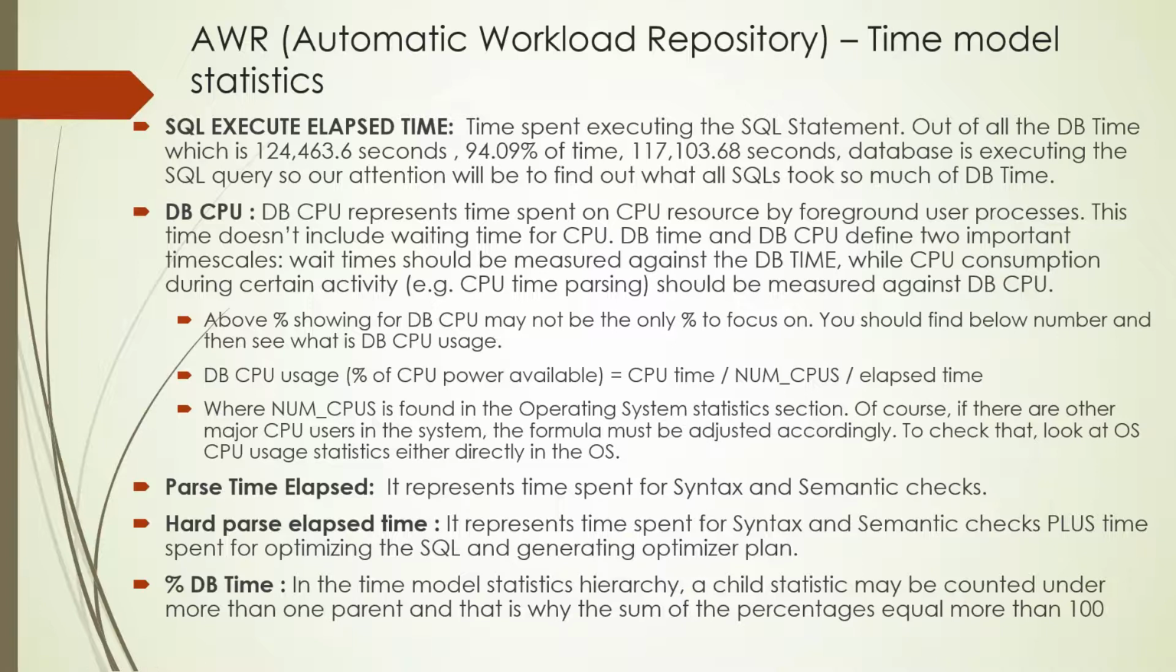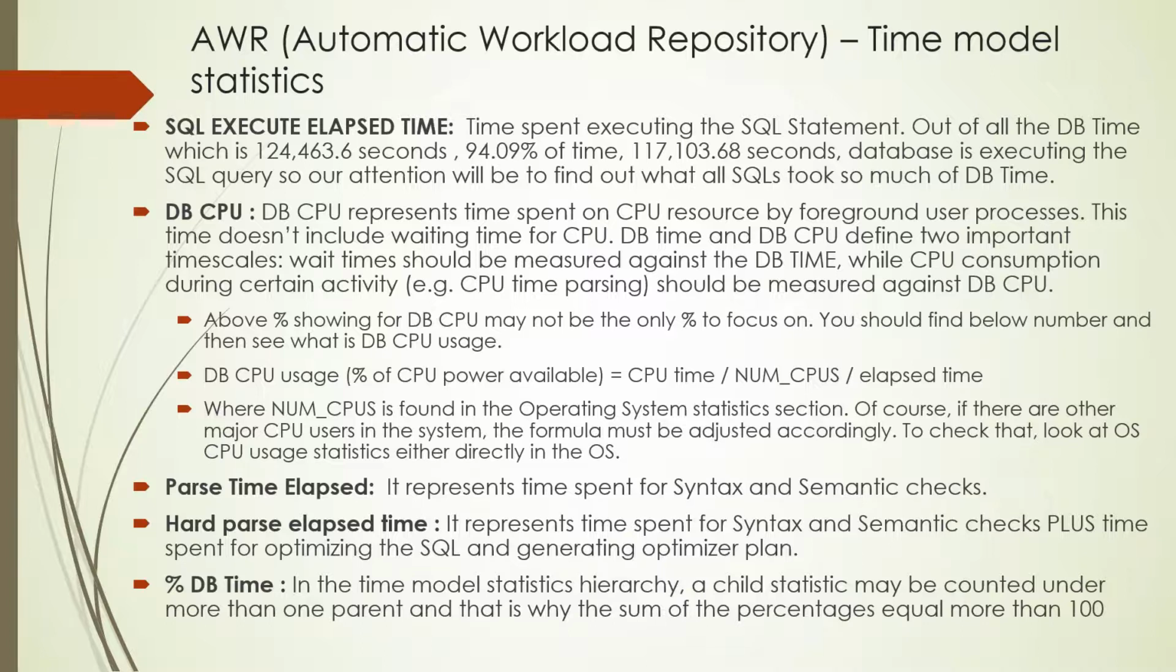Next, your DB CPU, we already learned what DB CPU is. In this particular table, it represents the time spent on CPU resource by foreground user processes. Always remember one thing, in this AWR, everything is foreground. No background processes are involved, no background shared pools, nothing background is involved in your AWR. It does not include the waiting time for CPU. DB time and DB CPU define two important time scales. First, wait time should be measured against the DB time, while CPU consumption during certain activity should be measured against the DB CPU, right? So this is one important thing you should remember: session waiting times should always be measured against the DB time, and all the CPU consumption should be measured against the DB CPU. So these two terms you will see, DB time and DB CPU.